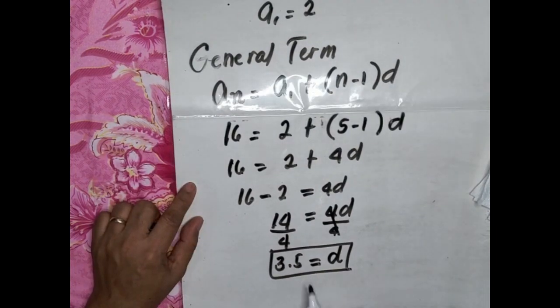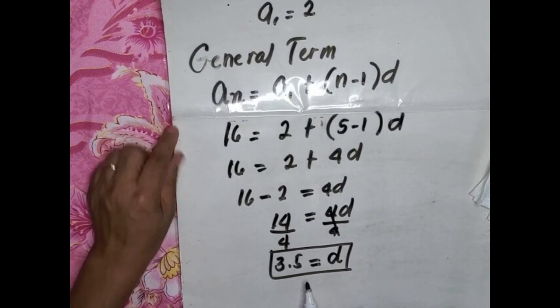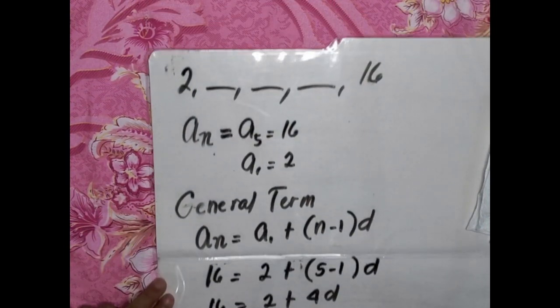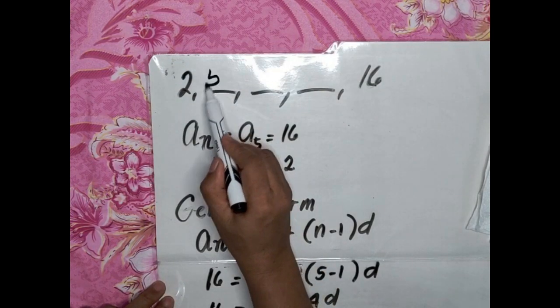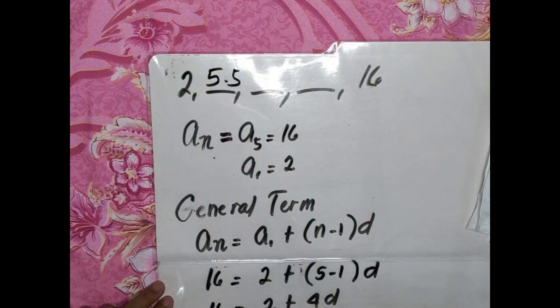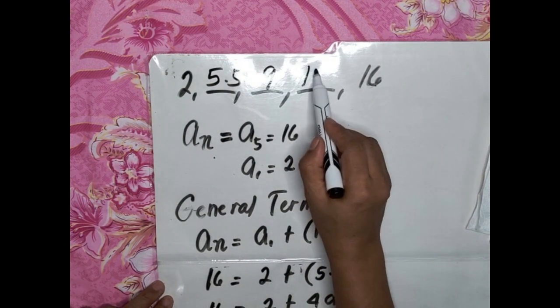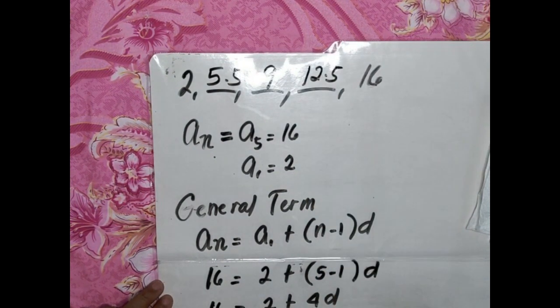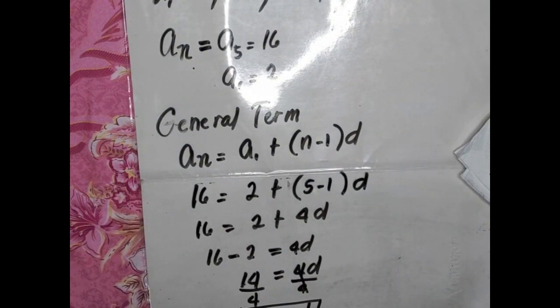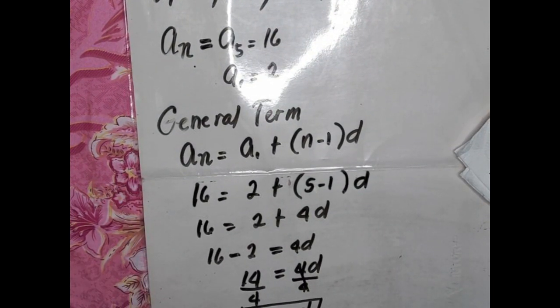Now, what is 3.5 plus 2? So it is 5.5. Plus 3.5 is 9. Plus 3.5 is 12.5. Okay? So that is how we are going to find the arithmetic means.